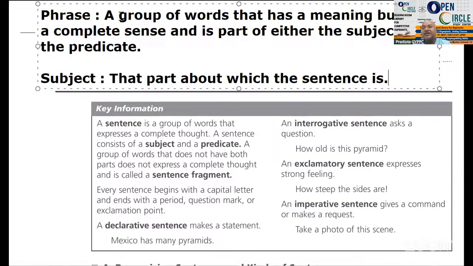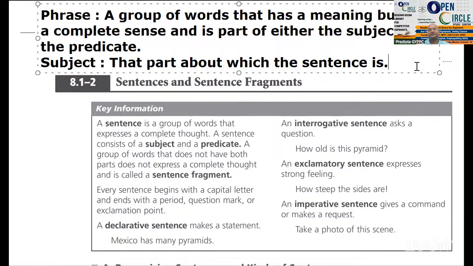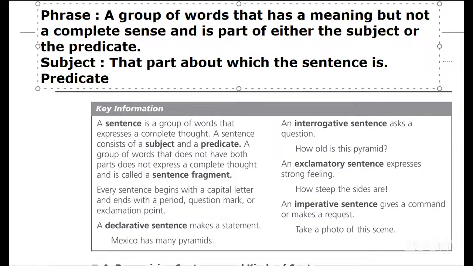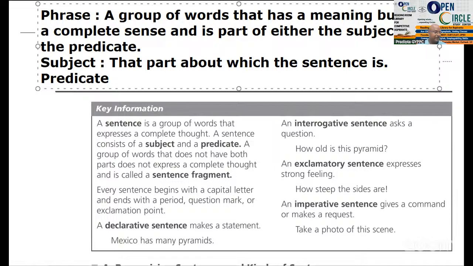Divyanka, what is the predicate? Divyanka, what is predicate in a sentence? Sir, verb and object is called predicate. Object is predicate. Well, not always. We can think like that. Anyone else? Sir, may I try? Try. Predicate is that part which gives the information about the subject. Yeah, it could be connected.